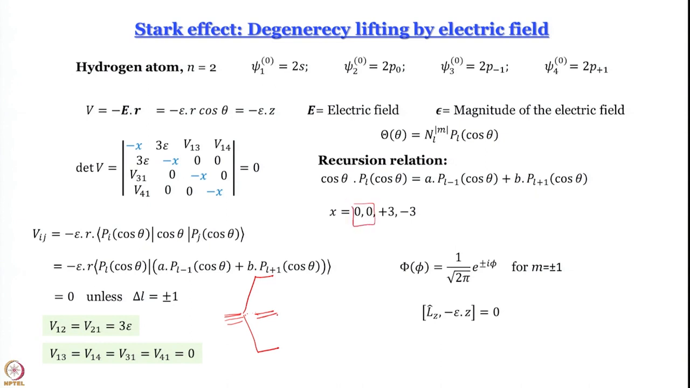So, here can I say that this one is 2S and that one is 2P? How will I do it? Because again, energy is the same, so I cannot do it. So, here I have to take a linear combination. I have to take something like C and D. I will not even write 1.